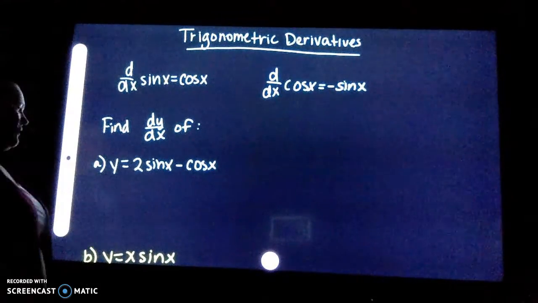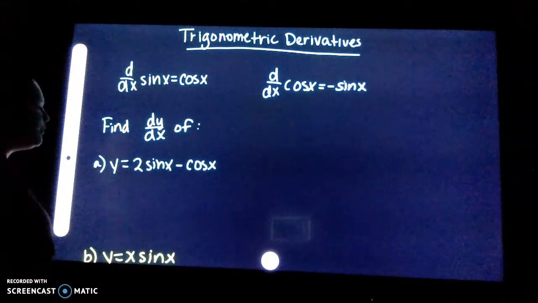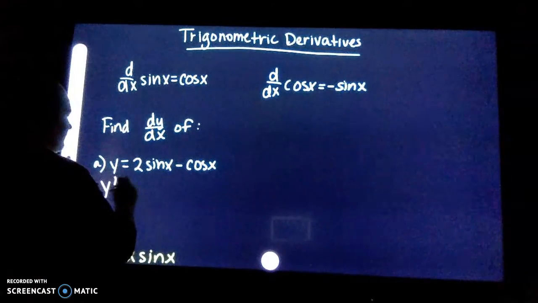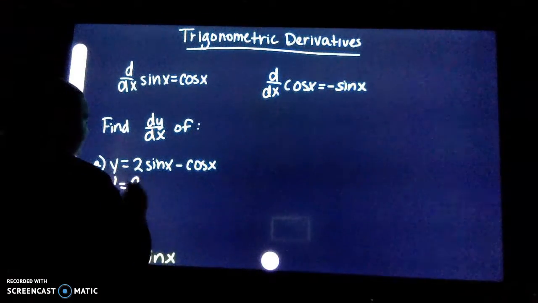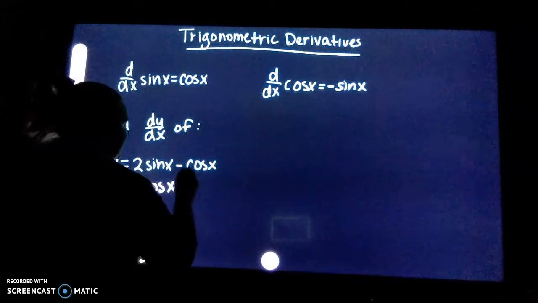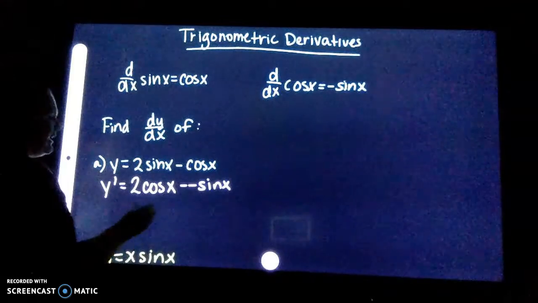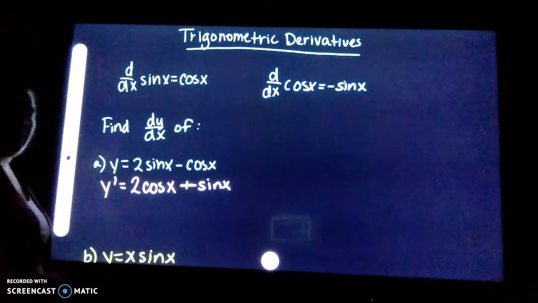So the first one I give is y equals 2 sine of x minus cosine of x. This is a simple power rule. Derivative of sine is cosine, so this becomes 2 cosine of x minus a negative sine of x, because that's what the derivative of cosine is. Double negative becomes positive.